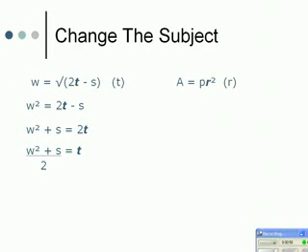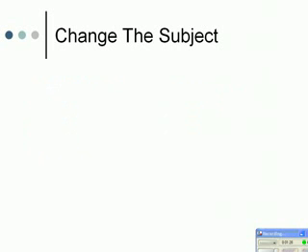In this one, I'm trying to make r the subject of the formula. So a equals pr squared. So I have to get rid of the squared first. The opposite of squaring something is to square root it. So the square root of a will equal pr. And the opposite of timesing by p will simply be dividing by p. So the square root of a divided by p equals r. And r is now the subject of the formula.